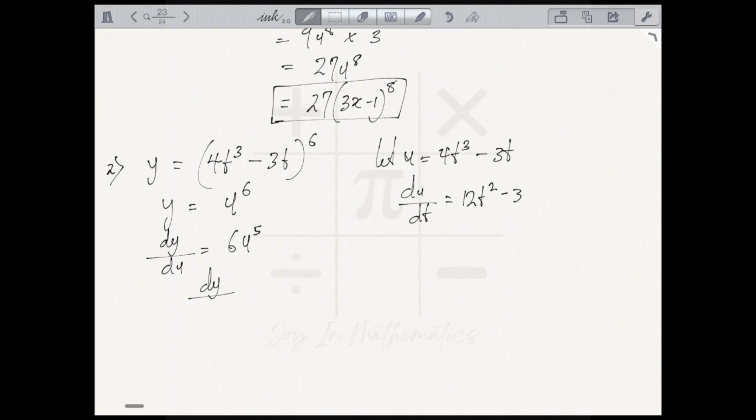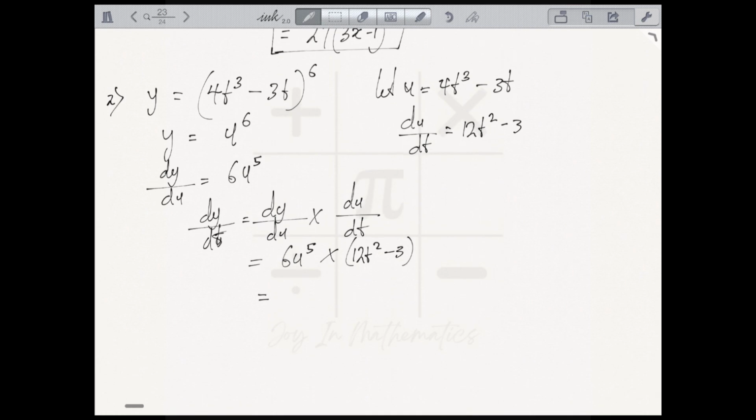Thereafter, we are looking for the derivative with respect to t, that's dy/dt, which will be dy/du multiplied by du/dt. So this will give us 6u raised to power 5 multiplied by 12t squared minus 3. Okay, now we can rewrite our u, which is 4t cubed minus 3t. That will be 6(4t cubed minus 3t) raised to power 5 with (12t squared minus 3). So this can be our answer.